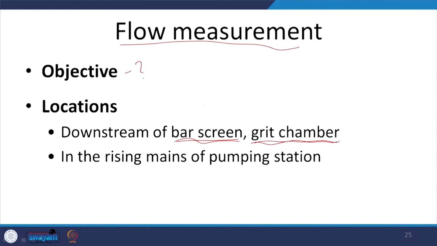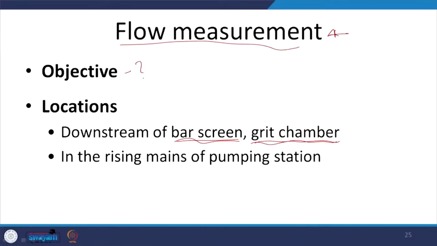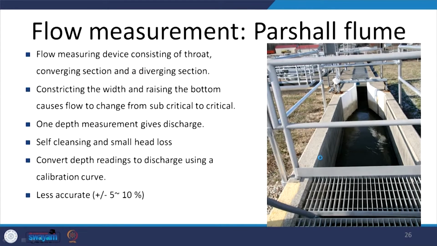When I spoke about having it after the bar screen, but before the grit chamber and such, I was talking about the pumping station, right. So, you can have this flow measurement in the rising mains of the pumping station, but that is possible due to the magnetic flow meters. We will just discuss that now, right. So, flow measurement, Mr. Parshall, right, his particular theory which is working remarkably well.